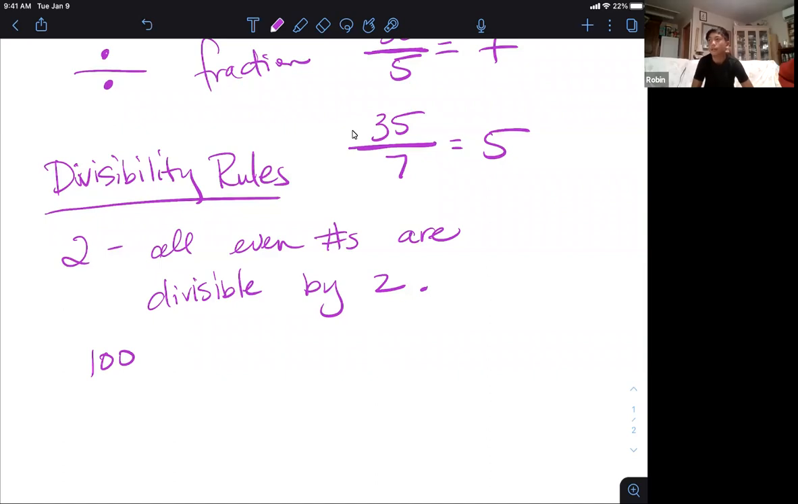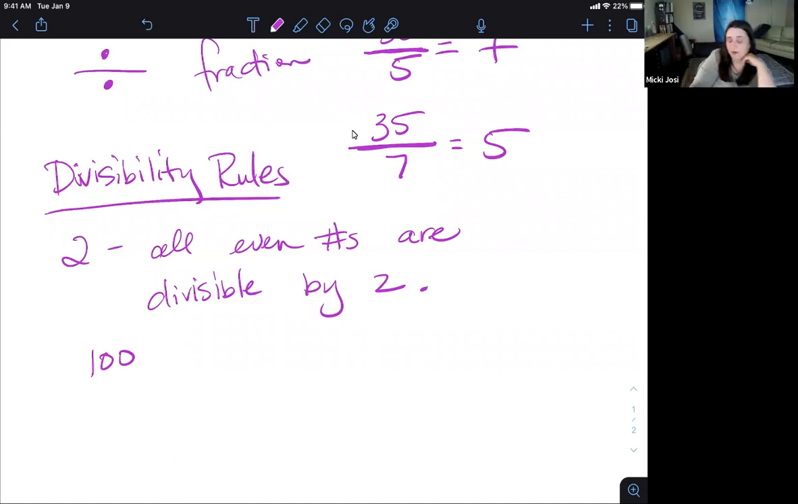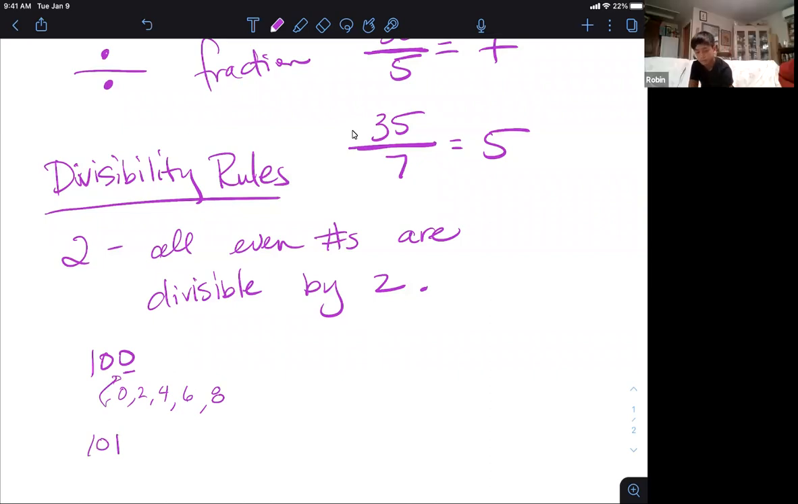I don't know. Yeah, it's hard to describe. The last digit has to either be a 0, 2, 4, 6, or 8. Those are all evens. The last digit has to be. So if I said 101, is 101 even? No, it's not. It's odd.